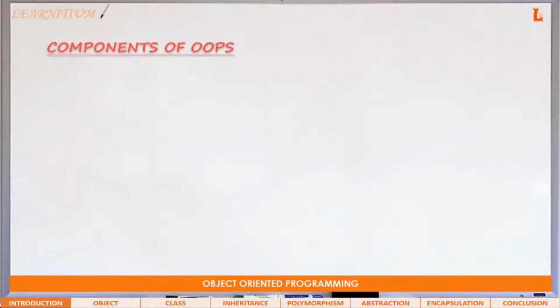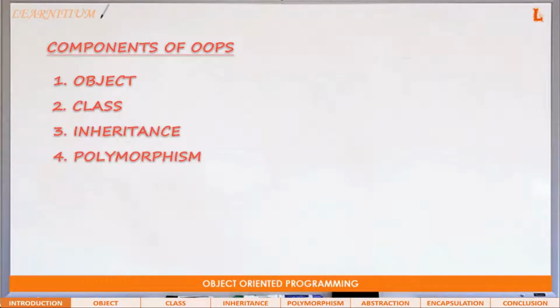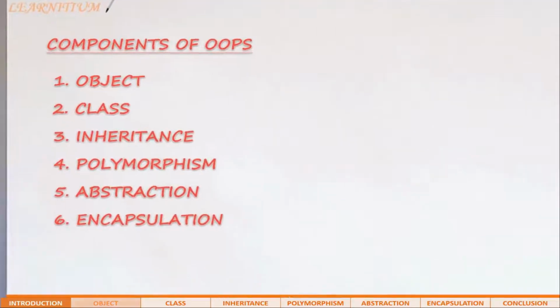Object-oriented programming consists of the following main elements. They are object, class, inheritance, polymorphism, abstraction, and encapsulation. Let's look at each one of them in detail.